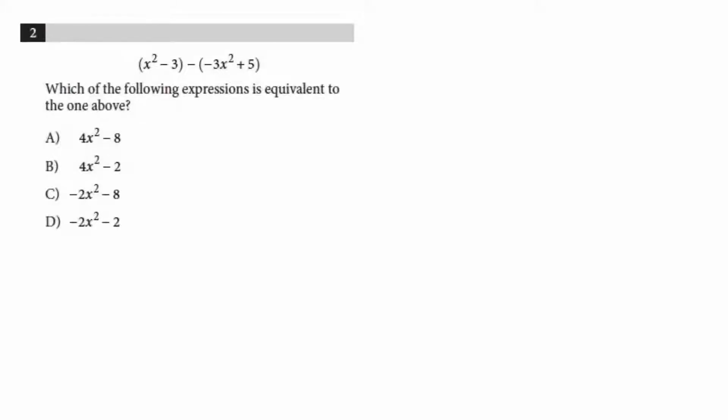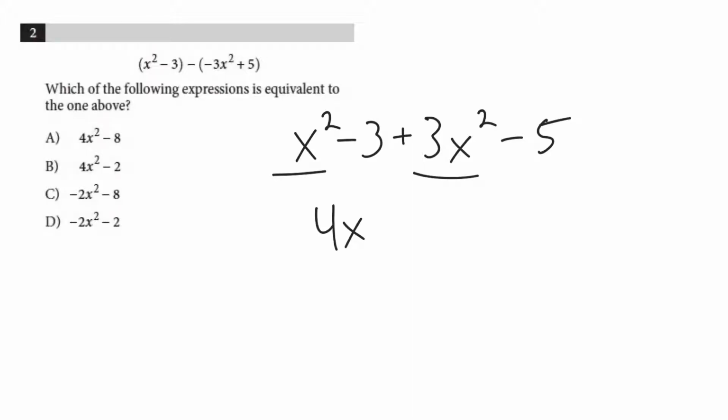Number 2, which of the following expressions is equivalent to the one above? Alright, so let's distribute the coefficients on the parentheses and combine like terms. We've got a coefficient of 1 on the first, so distribute that. It's going to be x squared minus 3. And then we're going to distribute a negative 1 on the second set, and that's going to be a negative 1 times 3x squared, which is positive 3x squared, and then minus 5. Well, it's going to combine like terms. We're going to get 4x squared, and then minus 8. 4x squared minus 8.